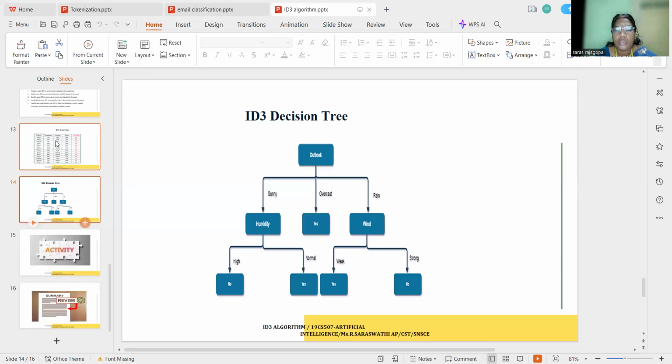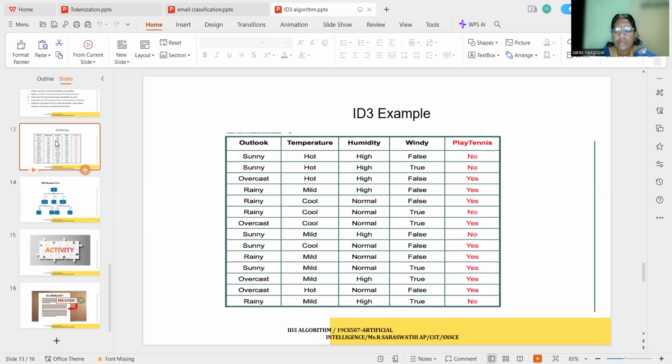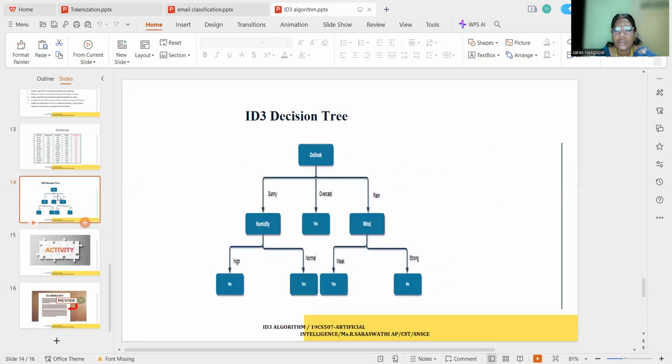According to the above collection of 14 data set records, we have to consider only the outlook data, humidity, overcast, and wind. In the humidity, we consider the high and normal values, and in the wind, we have to consider the strong and weak values. This is the final decision tree data structure for the ID3 algorithm. Thank you.